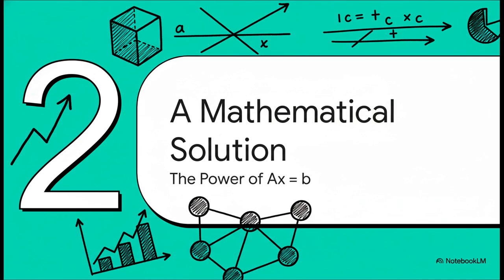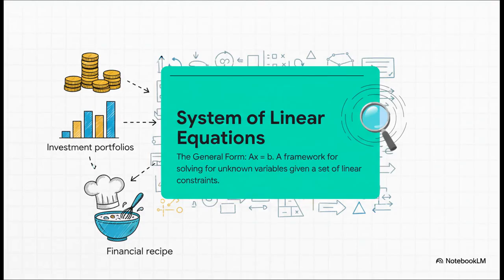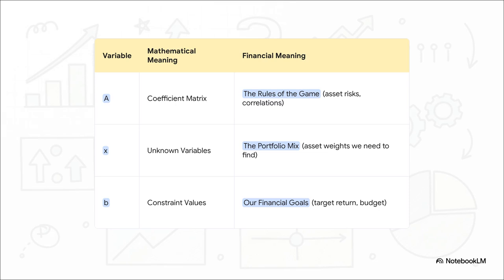AX = B. Now, this equation, AX = B, probably gives you some flashbacks to algebra class, right? But trust me, in finance, this is way more than just a formula. Think of it like a master recipe. It's a framework that lets us solve for unknown variables, our portfolio weights, by giving it a set of clear rules. And what's so amazing is how perfectly each piece of this puzzle maps onto the world of money.